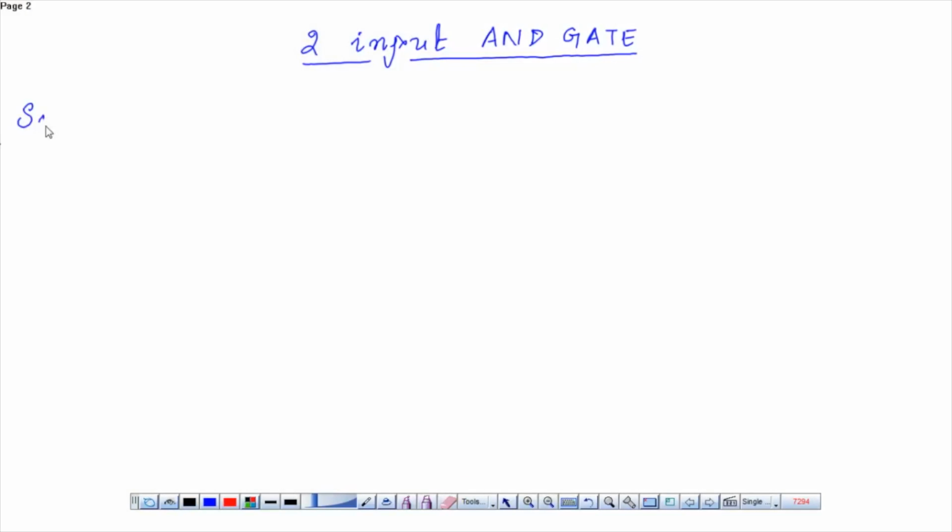Let's see the symbol. As we all know, the common AND gate is represented as this: this is A, this is B, and this is Y, where Y is equal to A dot B. Now, how do we obtain this A dot B?